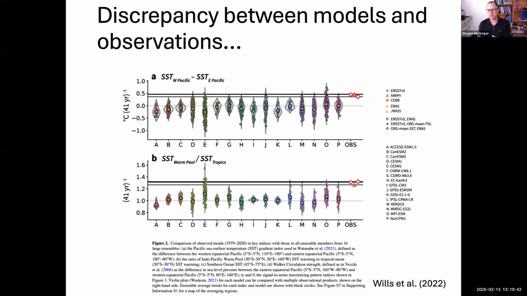And that suggests it's either extremely rare or the models are missing something. Exactly what they're missing is the question. Are they incorrectly representing the response to forcing? Or are they missing or underrepresenting natural variability? I still think the jury's out on the answer to that question. Chances are it's going to be a little bit of both. How much it is on one or the other, we don't know.